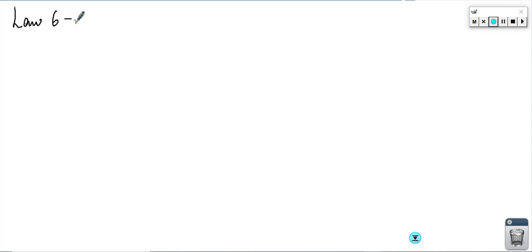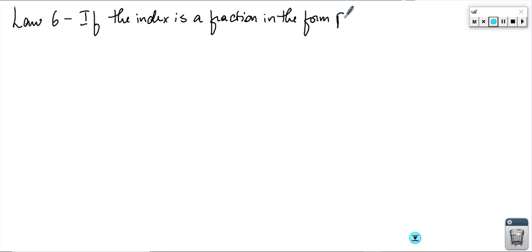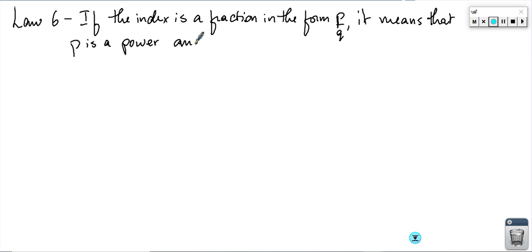Law number 6 is called the law of fractional powers, which states that if the index is a fraction in the form P on Q, it means that P is a power and Q is a root.